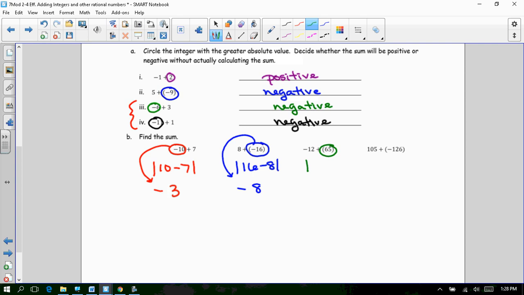Subtract them. So I'm going to subtract 65 minus 12. 65 minus 12 is 53, and use the sign of the bigger number. I can put a positive there, or you can just write it as plain old everyday 53. We don't have to put the positive there.